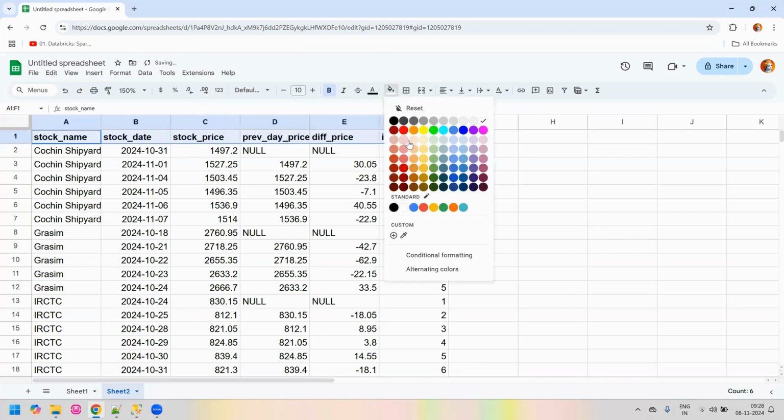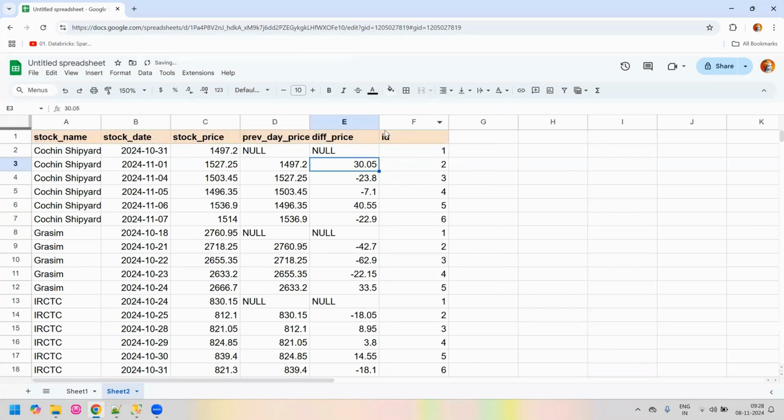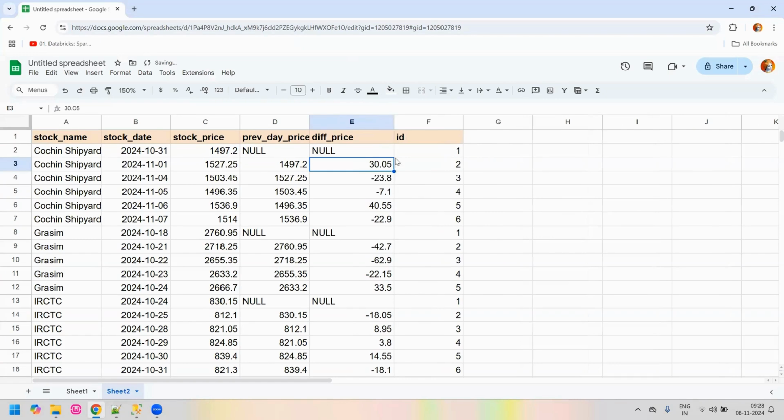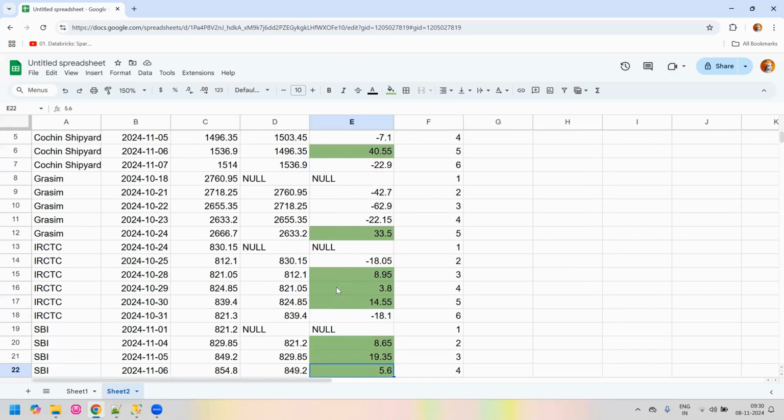Okay. So now what we will do is we need to focus only on those entries where the difference in price is positive. Here, as we can see, we have highlighted all the differences where the difference between current stock price and previous day stock price is positive, which means there was an increase in the stock price, in this highlighted green color we have shown here.